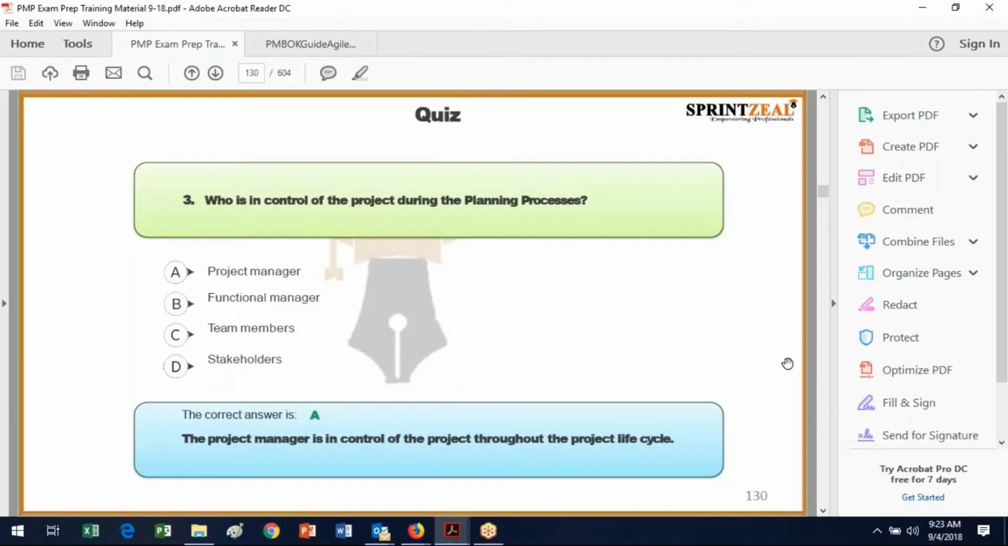Yes. And remember now, for the four hours of the PMI exam, you want to use their definitions and their terminology. So here, the project manager is in control of the project throughout the life cycle. Even in a functionally based situation where the project manager has little or no control over anything at all, they still consider the project manager to be in control. Okay. All right.